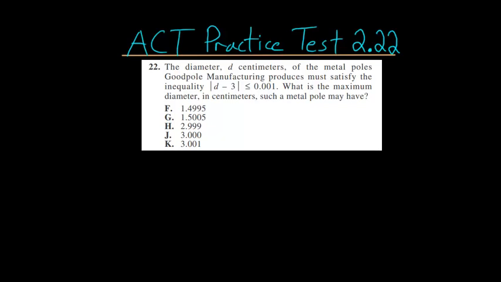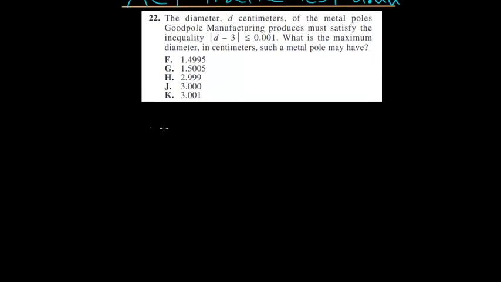For the 20-second problem on the second ACT practice test, the diameter d centimeters of the metal poles a manufacturing plant produces must satisfy the inequality: the absolute value of d minus 3 is less than or equal to 0.001. What is the maximum diameter in centimeters such a metal pole may have? So let's first rewrite our inequality down here. We have the absolute value of d minus 3 is less than or equal to 0.001.